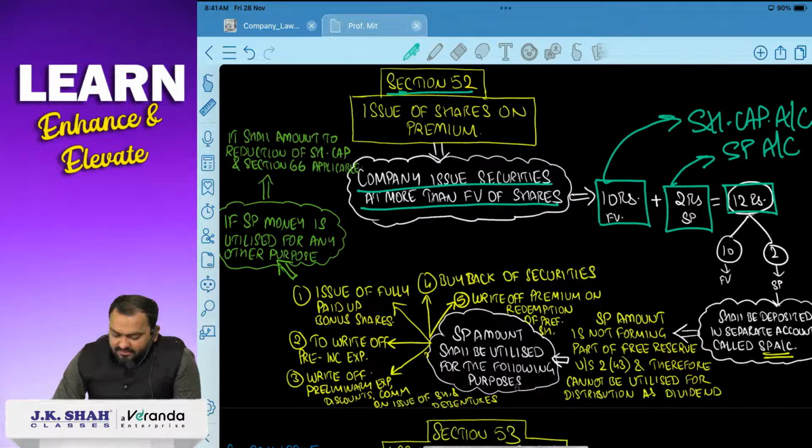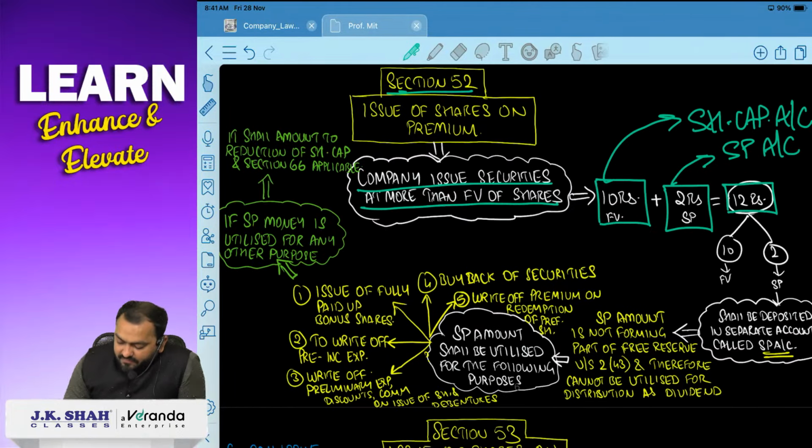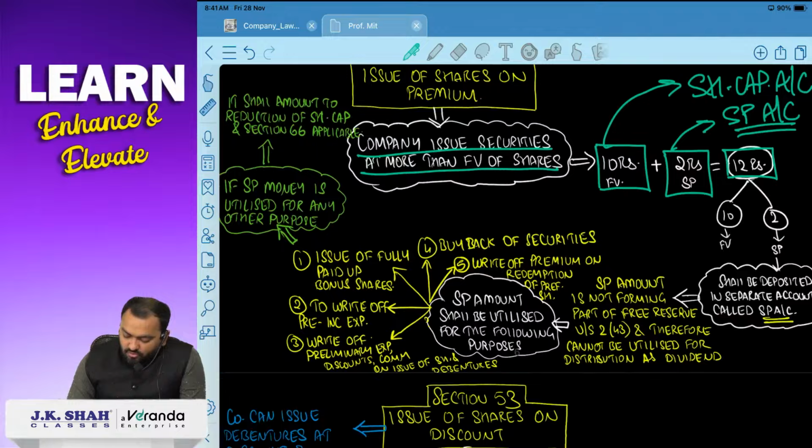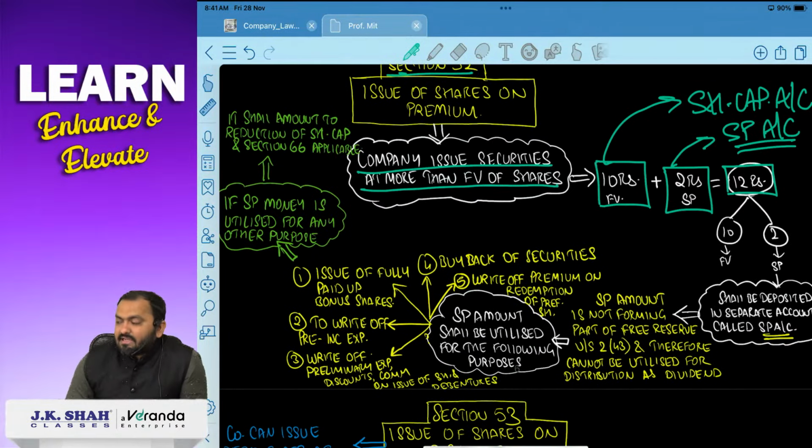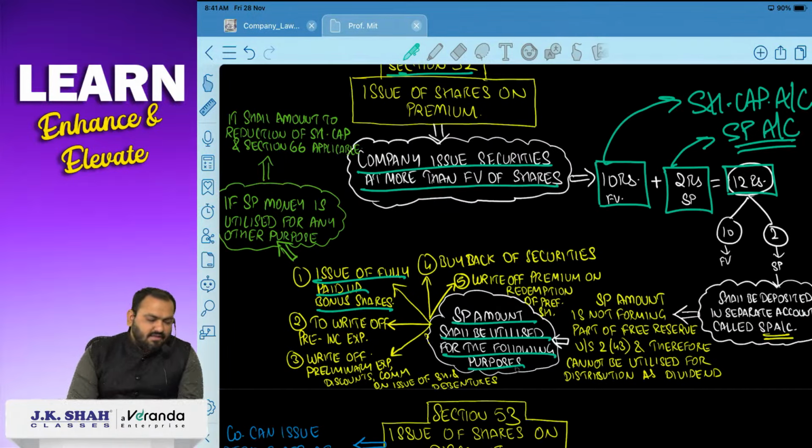Now in this section 52, whatever amount you have received in the form of premium money shall go into the securities premium account. But here there is a rule related to utilization of the amount in the securities premium account. You need to learn these points. So the securities premium amount shall be utilized for the following purposes only. For which purposes? Here you can see there are 5 points. First, you can use this money for issue of fully paid up bonus shares. See, the company is issuing bonus shares. So obviously bonus shares means the company is issuing shares free of cost. Is the company going to get any capital for that? No. So if the company is issuing bonus shares, tell me, will the share capital of the company increase?